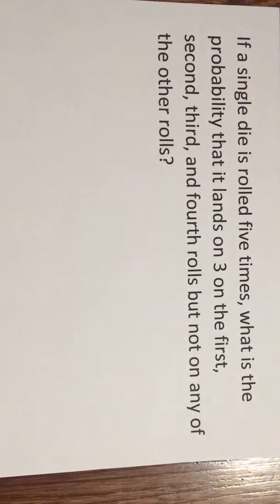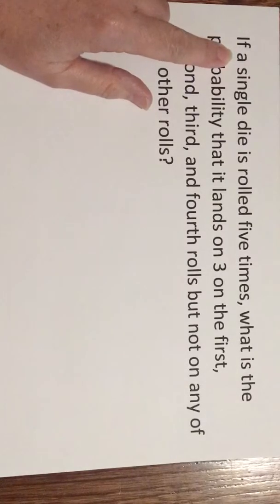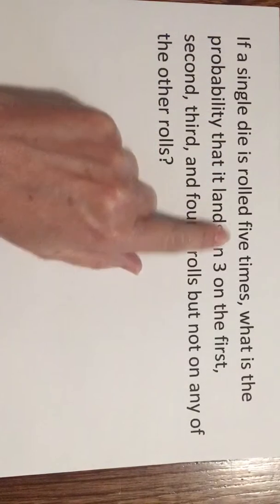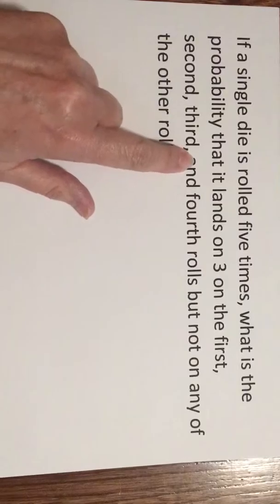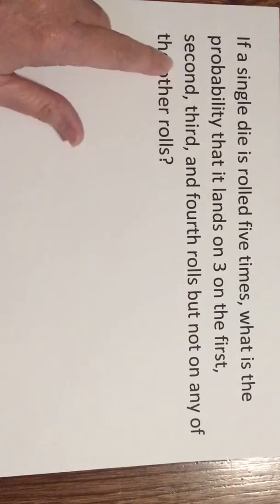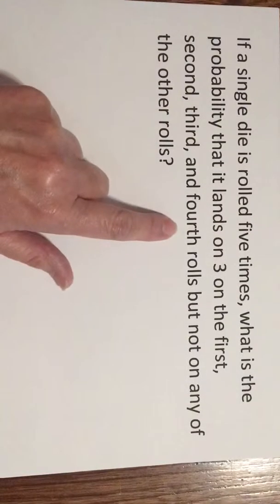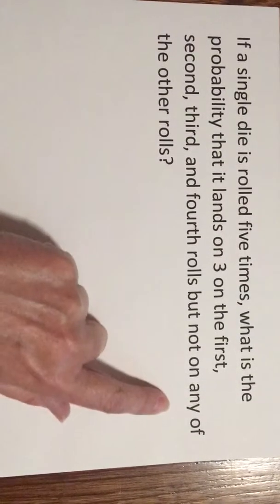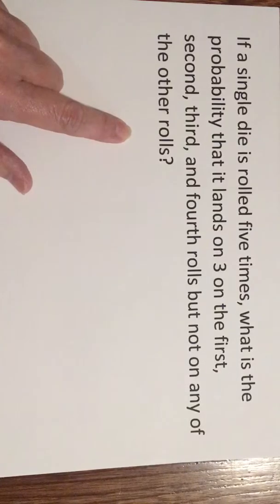Here's a probability problem that calculates the probability of some different things happening. And so we might call this the probability of independent events. In this problem, if a single die is rolled 5 times, what is the probability that it lands on 3 on the first, second, third, and fourth rolls, but not on any of the other rolls?